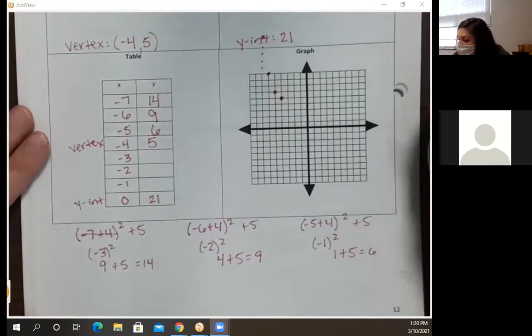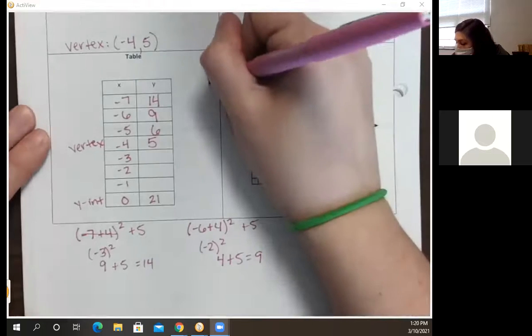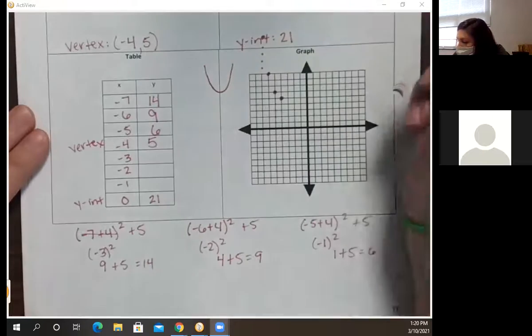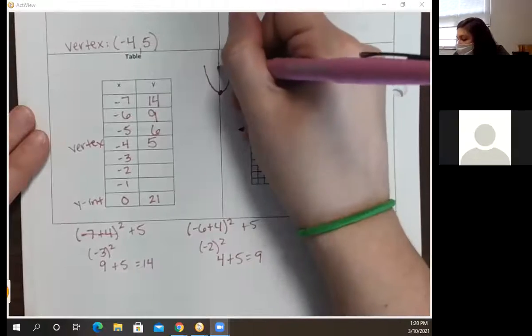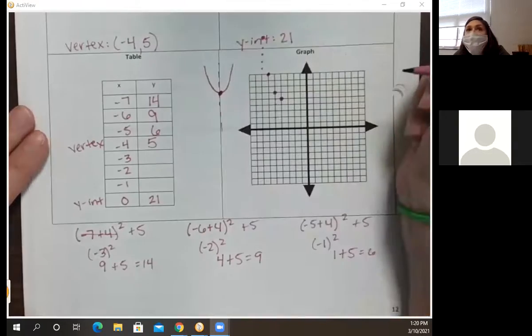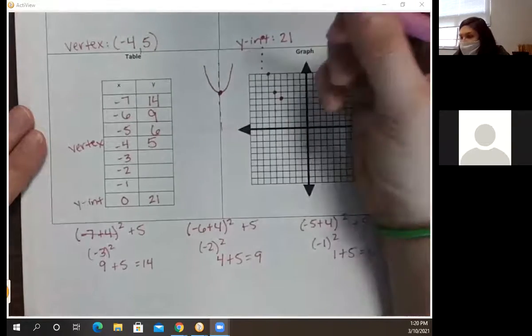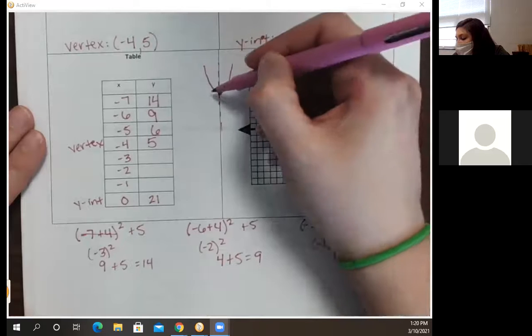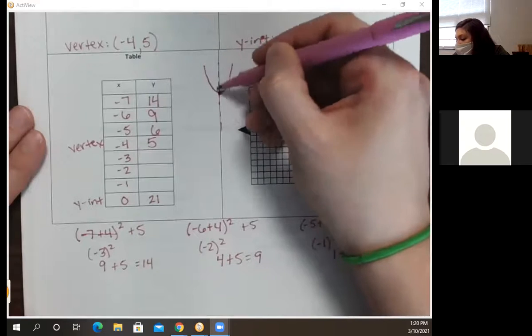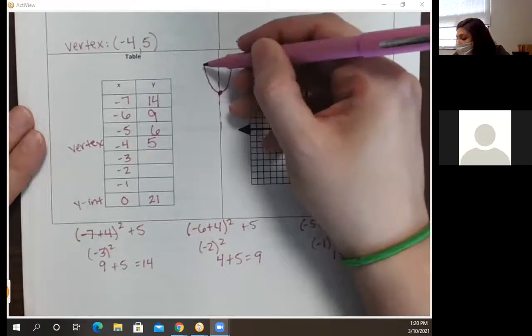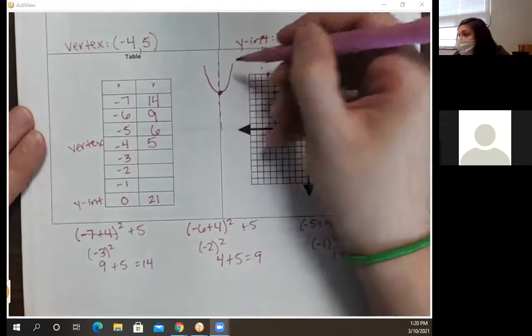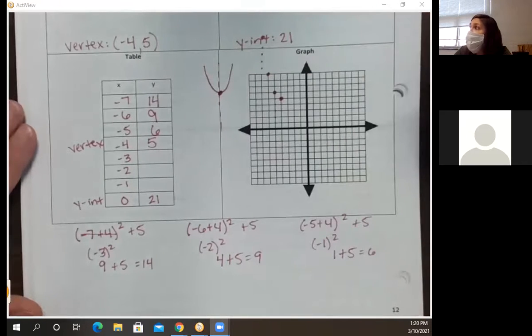Now, I want you to remember the general shape of a parabola. We have that U shape. We know where the vertex of our parabola is, and the vertex cuts our parabola in half. We talked about this the other day. So whatever I see on this side, if I were to fold this in half along that line in the middle that goes through the vertex, this side would perfectly match up with this side because parabolas are symmetric.